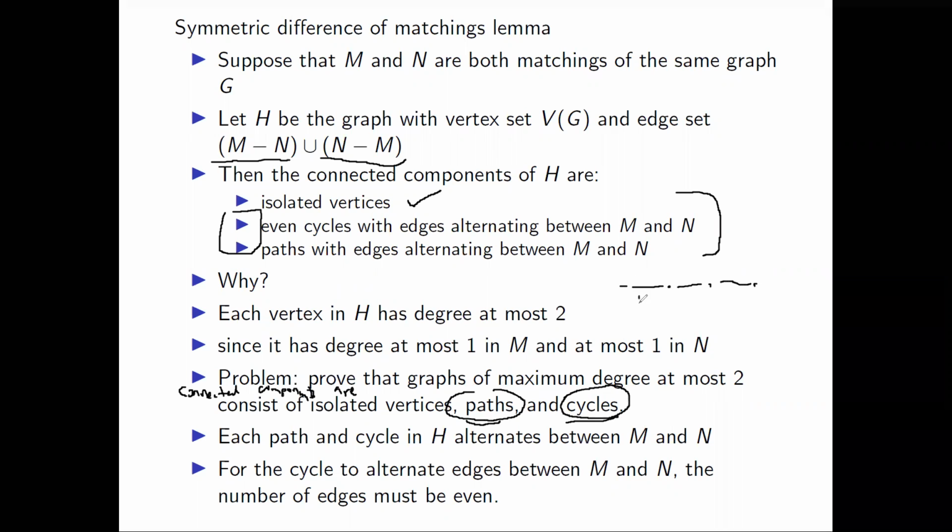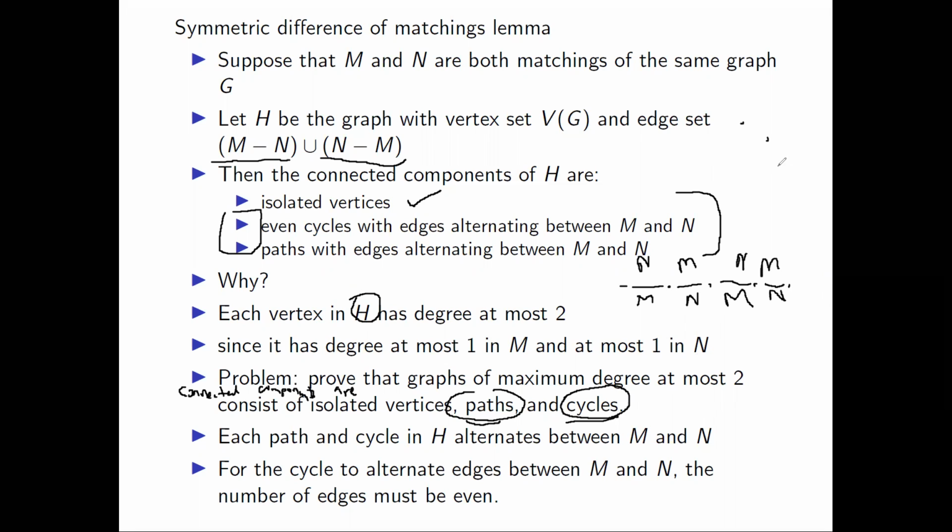If this edge is an M, then this one has to be an N, because that one can't be an M. And all the edges in this subgraph H are from M or N. And if this one's an N, this one has to be an M. And it keeps on going like that. So on the path, oh, whoops, I wrote the wrong one there. It should be an N. So on the path, the edges have to alternate between M and N. And if this one started as an N, then we would get an M here, and then an N, and then an M, and so on.